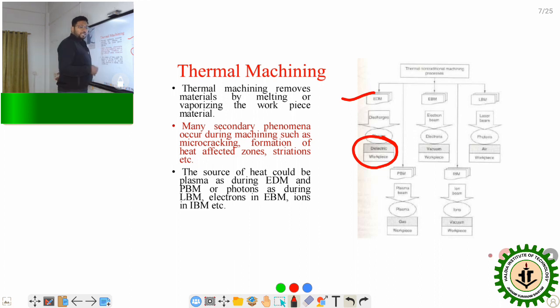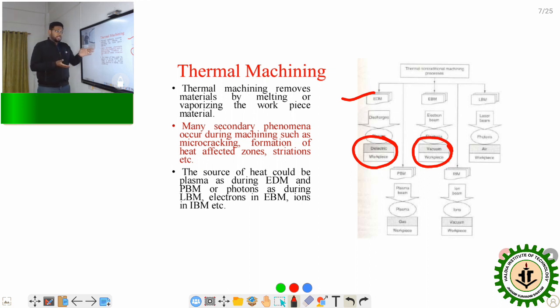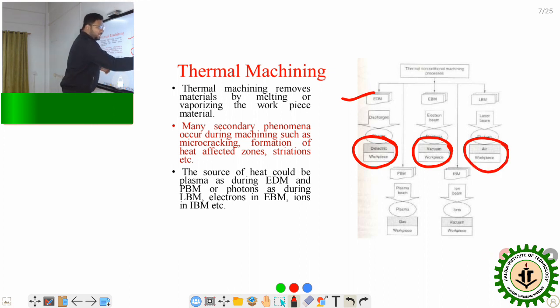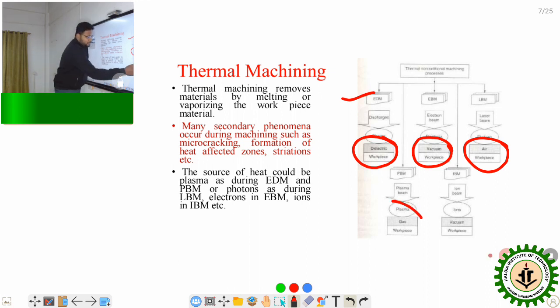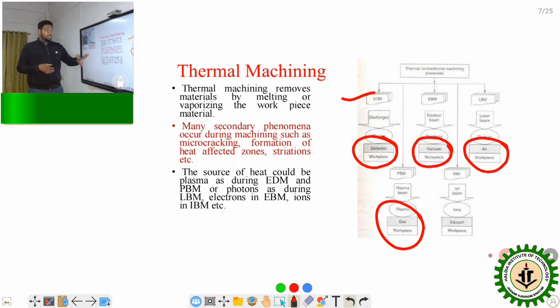Whereas in case of EBM, that is electron beam machining, the workpiece and the electrode will be in a medium which is vacuum. Whereas in case of EDM, it is dielectric medium. In case of EBM, we use the vacuum. And in case of laser beam machining, the same thing will happen in the air medium. In case of PBM, that is plasma beam machining, the plasma will generate in particular gases, and we will discuss what will be the advantage and disadvantage of these different types of machining.